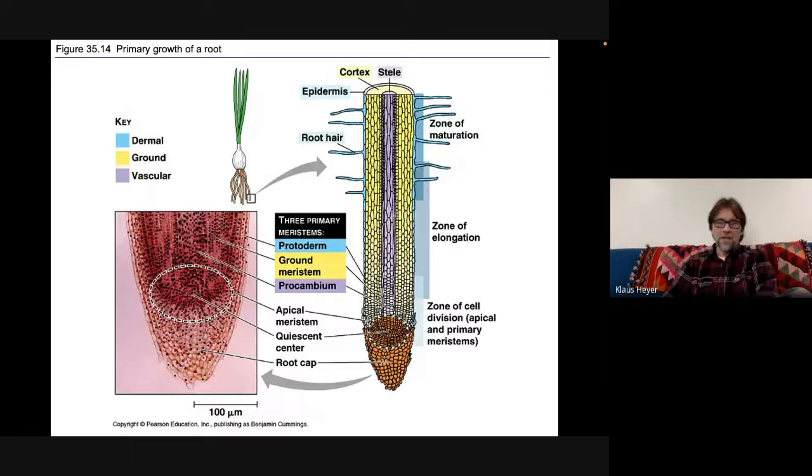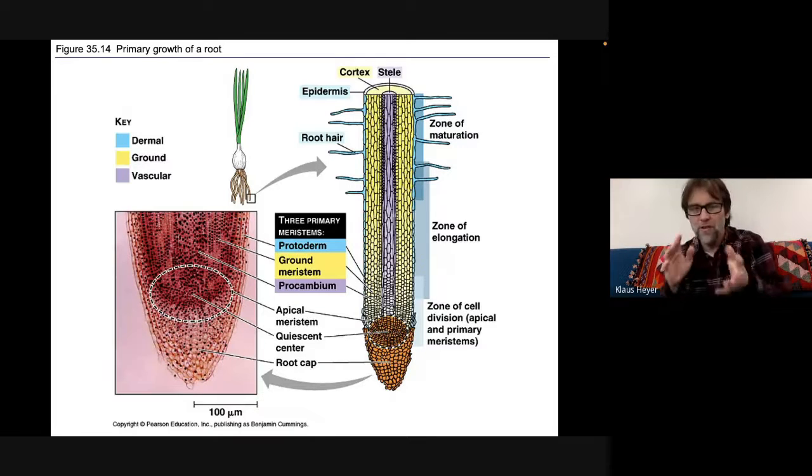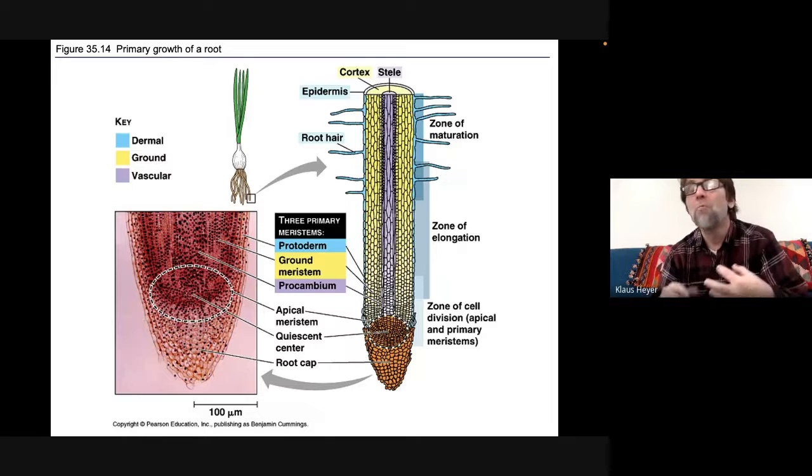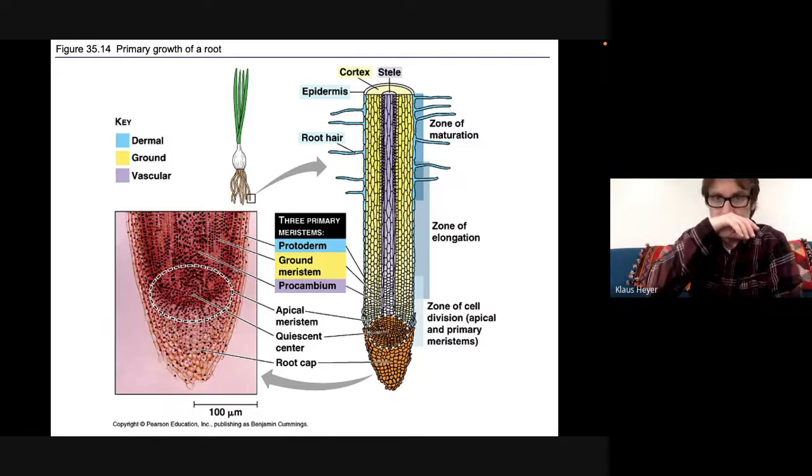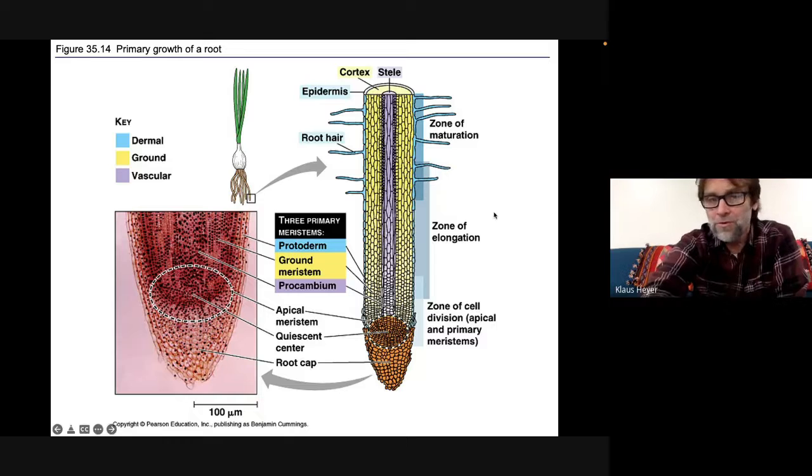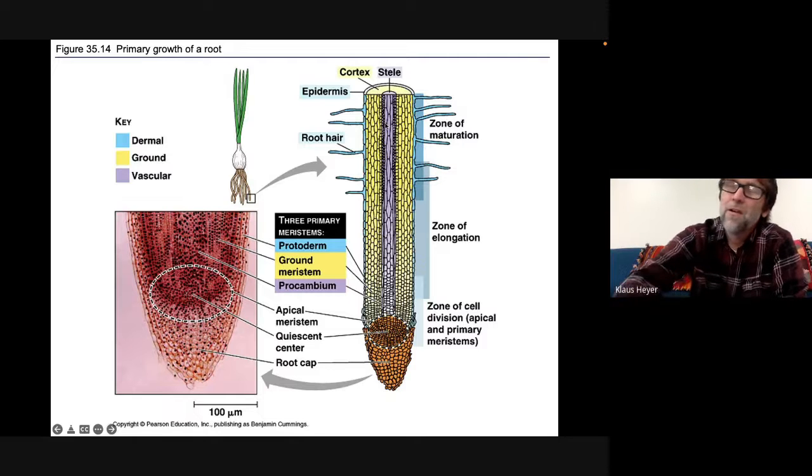Now let's look at a few of these parts of the plant more closely. This is the root. They got it kind of color coded here. The blue is going to be the dermal tissue, the yellow is going to be ground, and the purple lavender is going to be the vascular tissue.